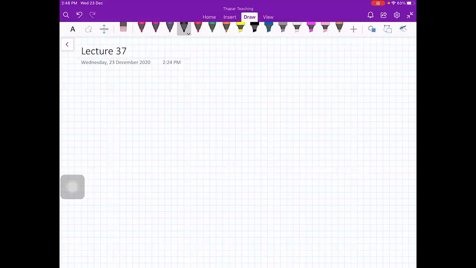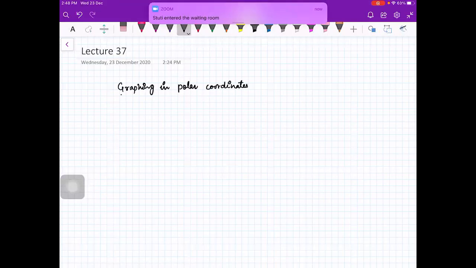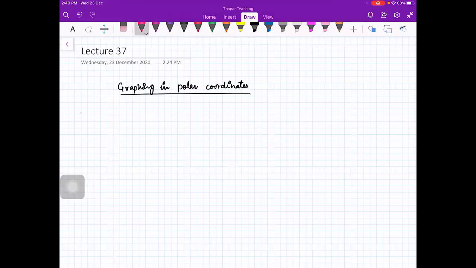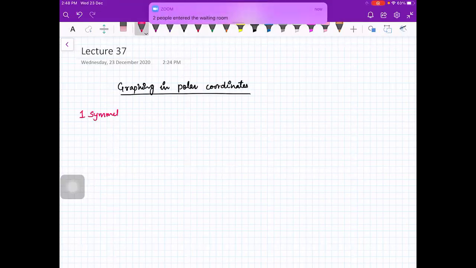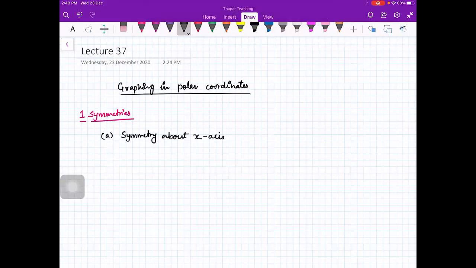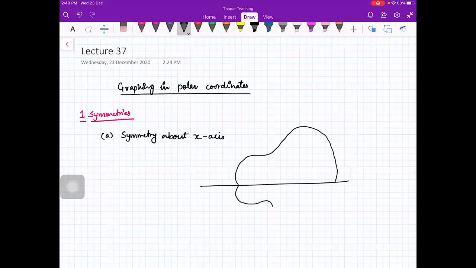Okay. You see, yesterday we were doing this graphing in polar coordinates. Graphing in polar coordinates means you are given a curve, you have to plot it. So the first thing I told you, you will see is symmetries. And the first symmetry we were talking about was symmetry about x-axis. So what is the meaning of symmetry about x-axis? It means the graph looks exactly the same above the x-axis and below the x-axis.